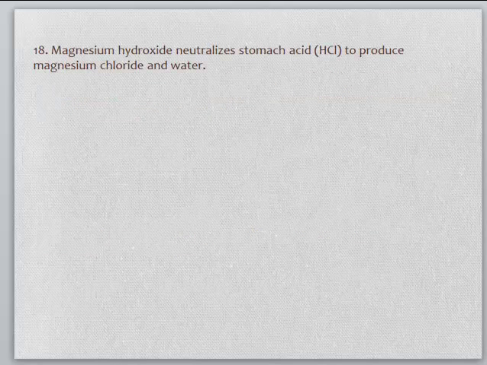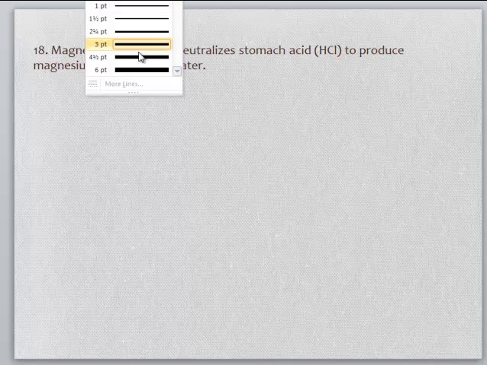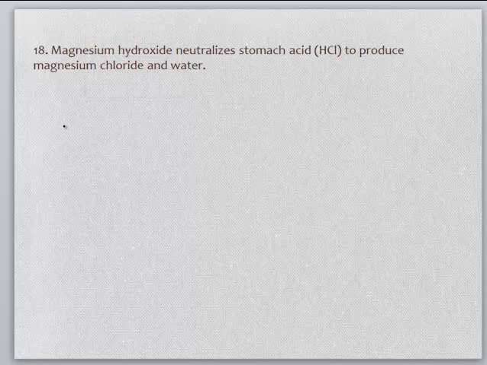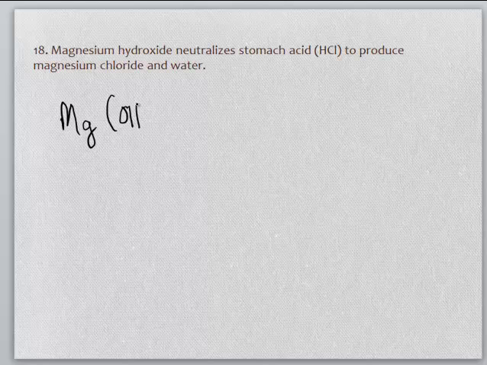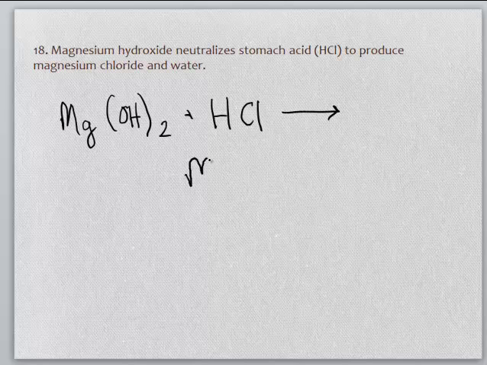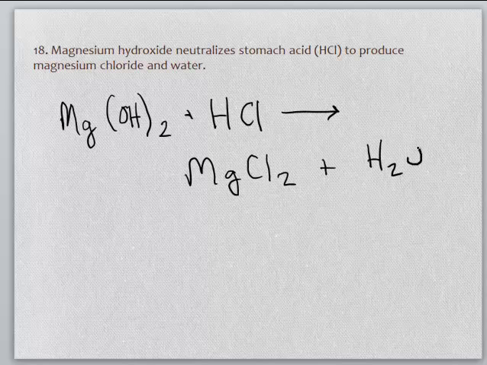Okay, I think we have one last one on this podcast. We've got magnesium hydroxide. And again, hydroxide is 1 minus, so our formula will be MgOH2 is going to react with hydrochloric acid to produce magnesium chloride and water.